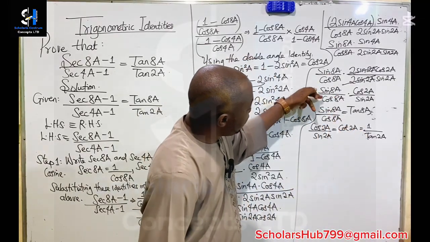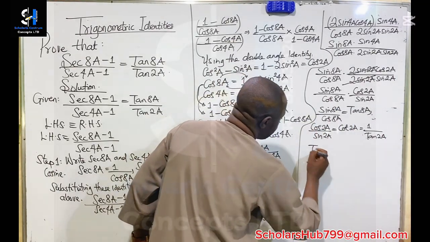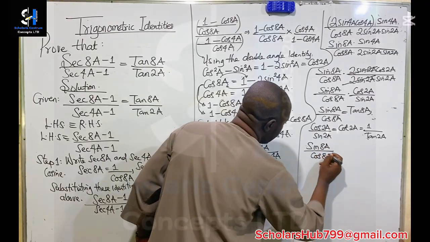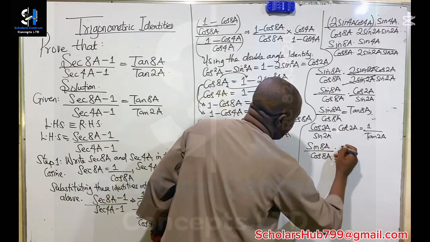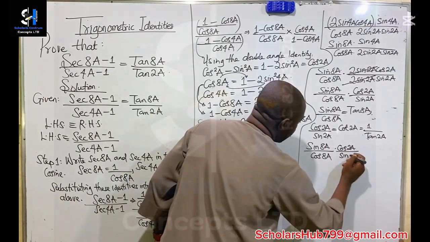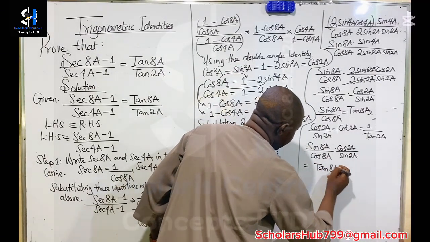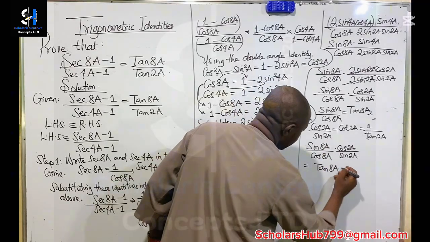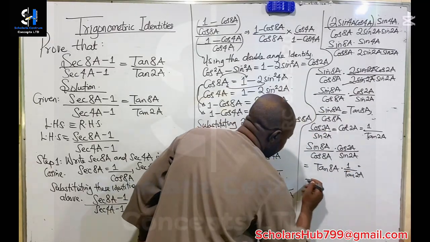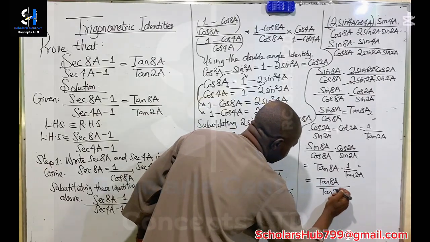Then sine 8a over cos 8a is tan 8a. So we have sine 8a over cos 8a multiplied by cos 2a over sine 2a, which is equal to tan 8a multiplied by the reciprocal of tan 2a, and that will be equal to tan 8a over tan 2a.